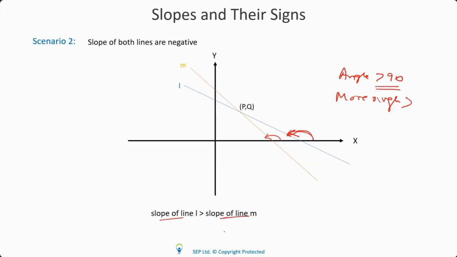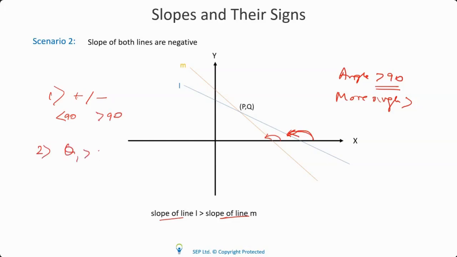So in the exam, if you don't want to confuse yourself, there are two things to keep in mind. Number one is how do you get a positive slope and a negative slope? I hope this is clear. You get a positive slope when the angle is less than 90 degrees. You get a negative slope when the angle is more than 90 degrees. The second thing that you need to keep in mind is: the greater the angle, the greater the slope.